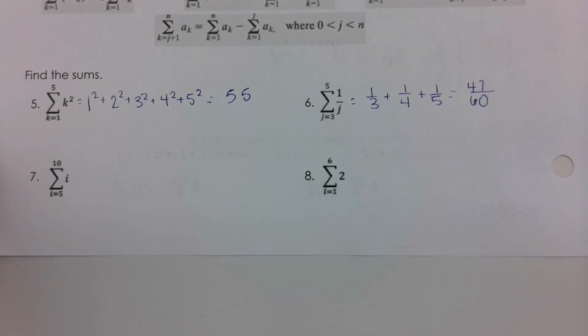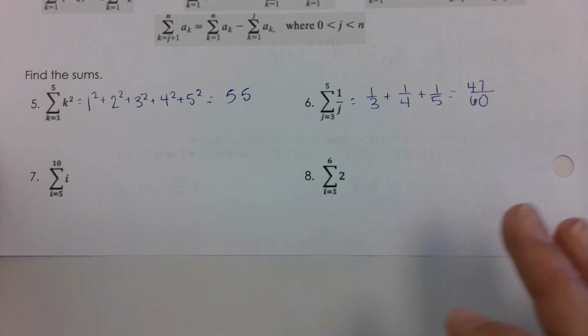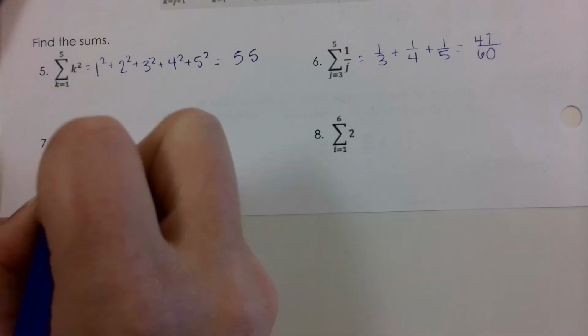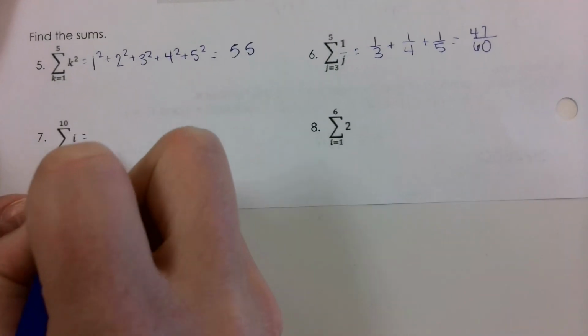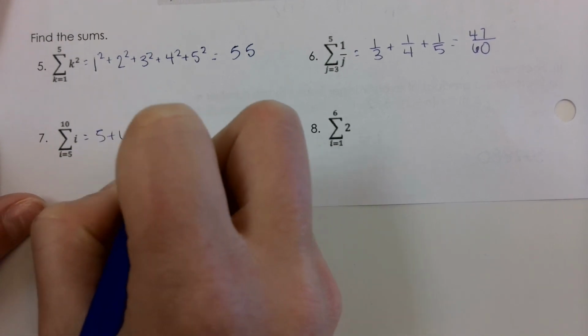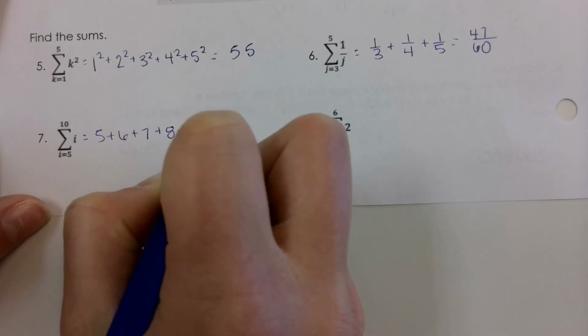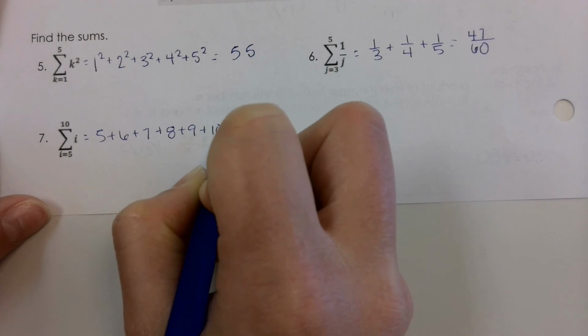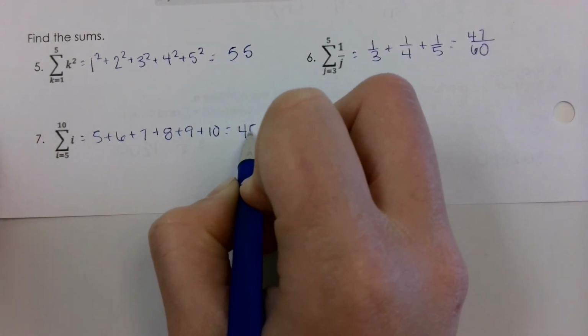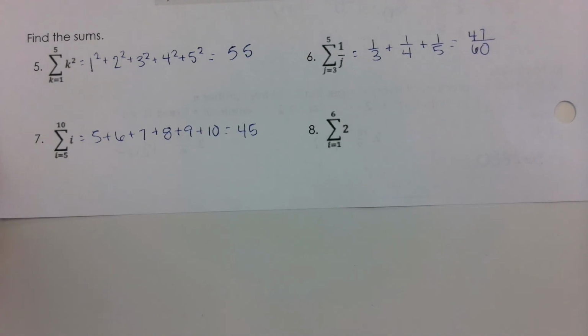Okay, cool. So moving on to number 7. Our rule is just i, so it's just your variable, and we're going from 5 to 10. So what's our first term going to be? 5 plus 6 all the way to 10. And when you type that in your calculator, when you add them all up, what do you get? 45. Questions? Are we going too fast on these? I feel like y'all have already done them, basically.